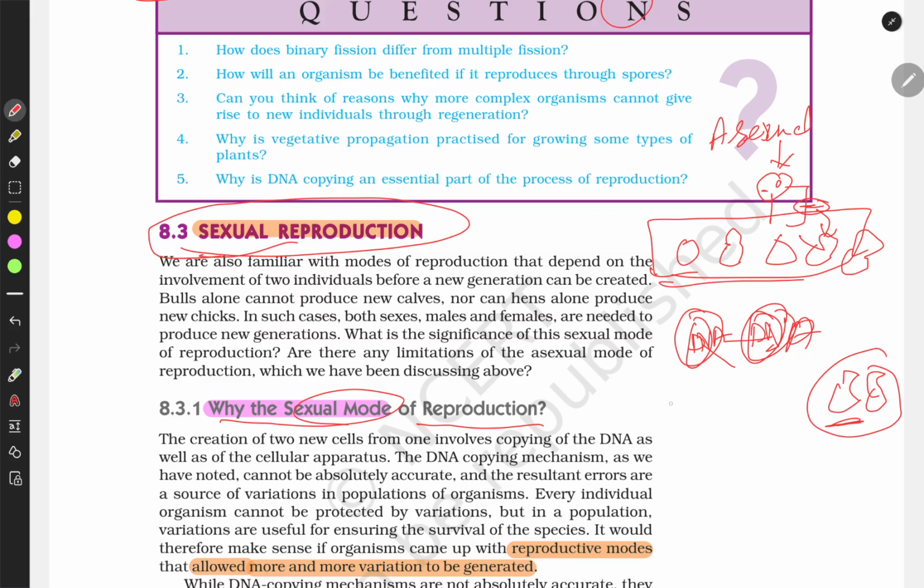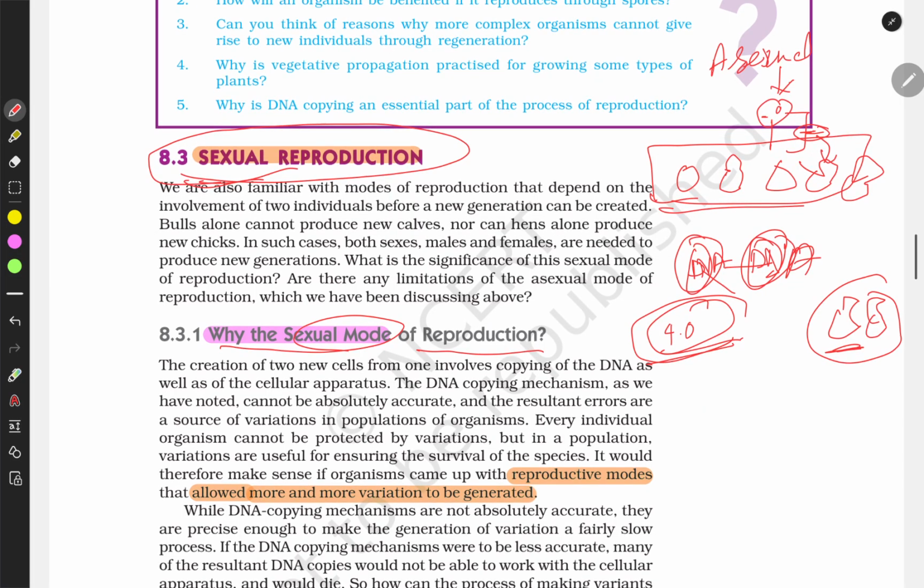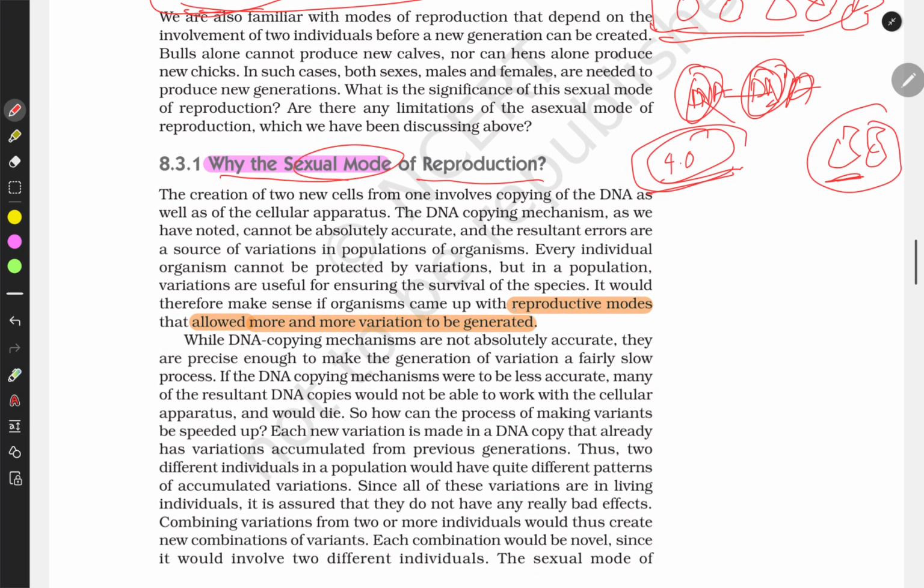So throughout the evolution history of about 4.5 billion years of our planet, about 4 billion years of life history, we have come up with most organisms reproducing through sexual modes, because we get a lot of variations, and variations ultimately lead to diversity in organisms. So these reproductive modes allow more and more variation to be generated.